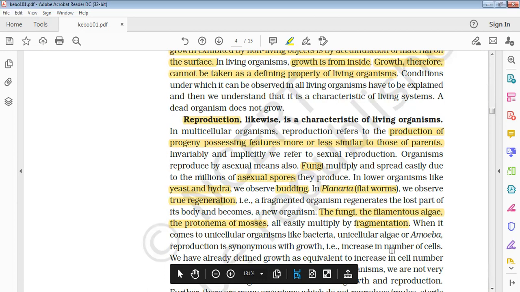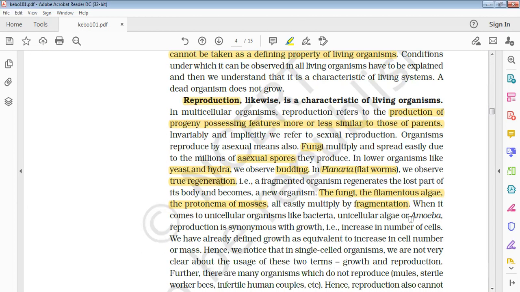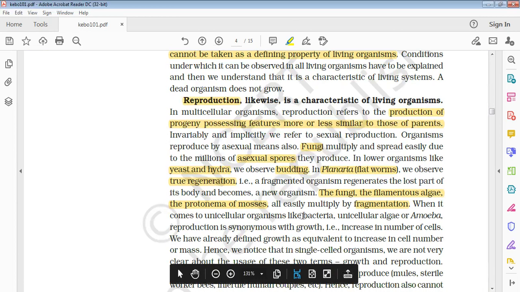That is, increase in number of cells will be synonymous with growth. When amoeba increases in number, it means that it is growing. It is growing in the sense that new and new amoeba are being produced, since amoeba is a unicellular organism. Similarly, in the case of bacteria, bacterial growth means that the bacteria is increasing in its number. So unicellular organisms like bacteria, unicellular algae or amoeba, reproduction is synonymous with growth. That is, the increase in the number of cells.